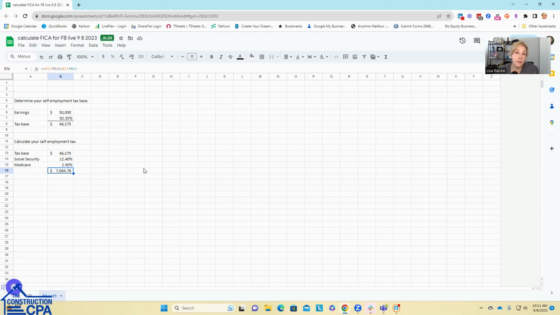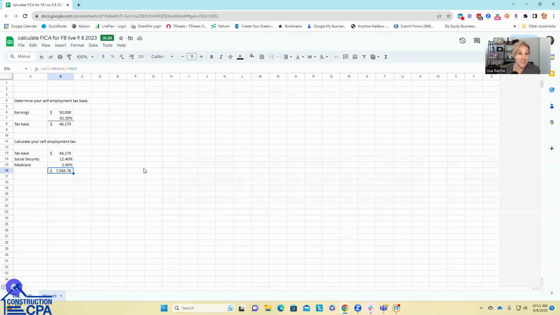You now still have 50,000 in income. And so there is potentially going to be an income tax. Again, if you've got standard deductions, and I'm not going to go into that, you potentially will pay income tax on that 50,000 as well.